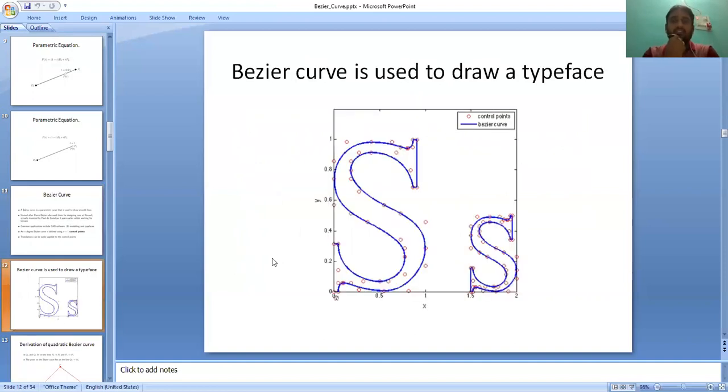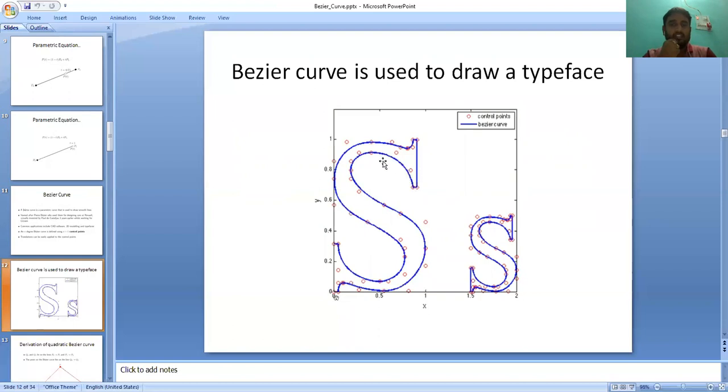So Bezier curves are used to draw typefaces. This is a typeface. How is it drawn with Bezier curves? This here is not a single Bezier curve. We have a collection of Bezier curves in order to draw the typefaces. Here you can see that this is the first point and this is the fourth point, and these are the second and third points. Let's suppose this is a Bezier curve.